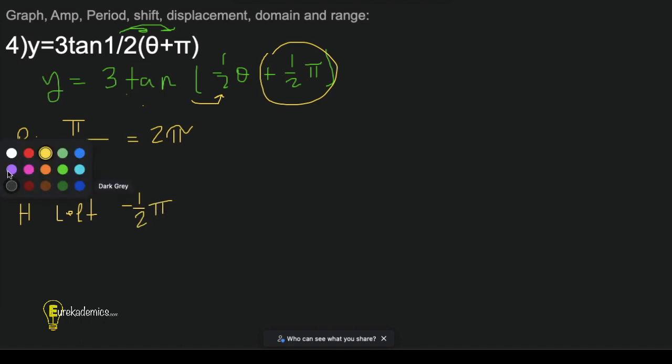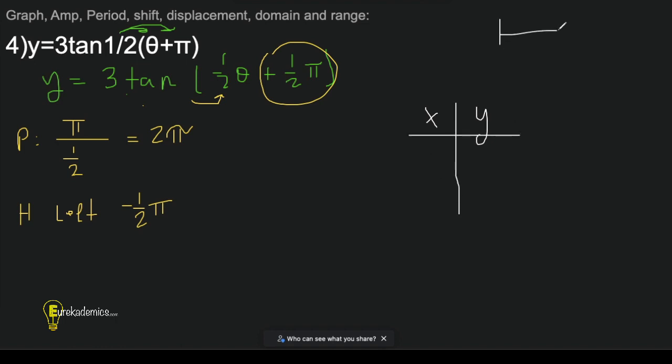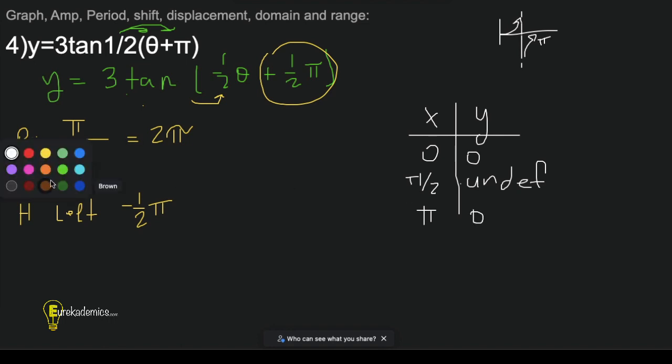Okay, so now I'm ready to attack my table, x and y. Now remember, original tangent, he likes to tango at the asymptote, and then he comes back to 0, and that happens by pi. So let's map that. That was 0, 0. That was pi halves to undefined. And then we have pi coming back to 0. Okay, so now let's deal with our period. So if the period is 2 pi, halfway there would be pi, and 0 is still 0.